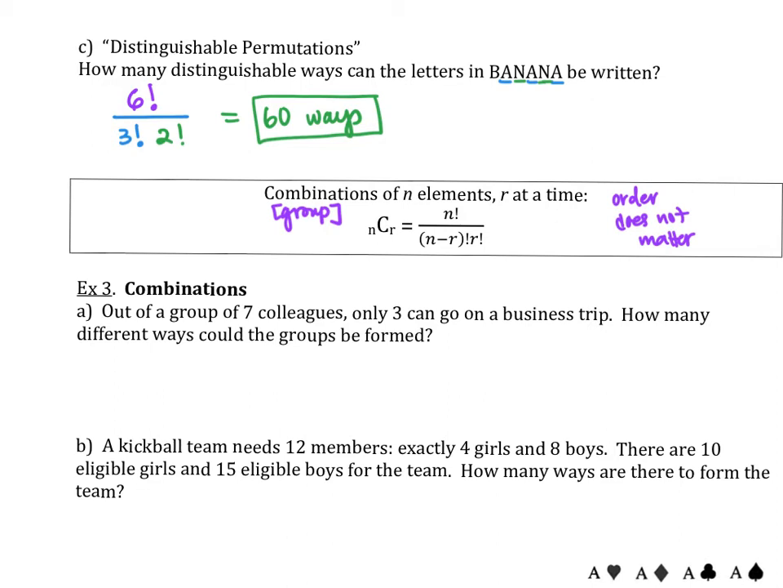Okay, now there's 3 spots on the business trip. So I'm kind of thinking it should be 7 times 6 times 5. But if I do 7 times 6 times 5, I'm assuming that the order we invite the people on the trip makes a difference, which it doesn't. So I'm going to divide by 3 factorial because for each group of 3, the order didn't matter. So I want to divide by all the rearrangements of those groups. If I put this in my calculator, there's 35 ways the groups can be chosen.